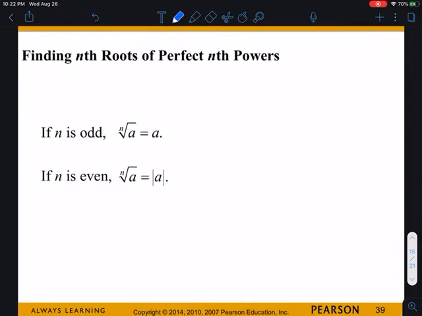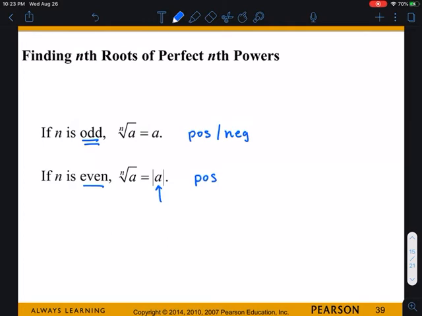So finding the nth root of perfect nth powers. Say that 3 times fast. It says if n is odd, the nth root of a to the n is equal to a. So in this case, we have an odd power. Odd power means it could be a positive or a negative value. If n is even, then we're left with the absolute value of a. That means it's always going to be a positive answer.